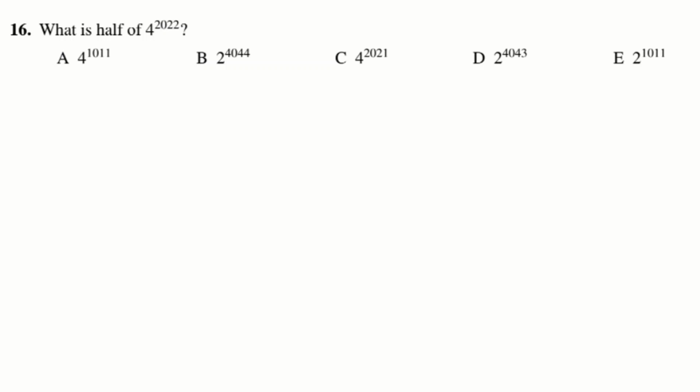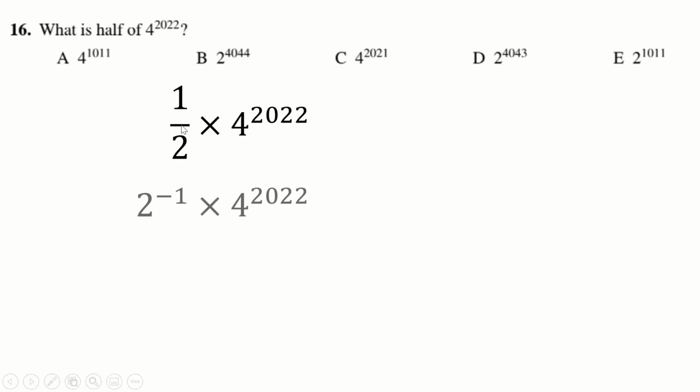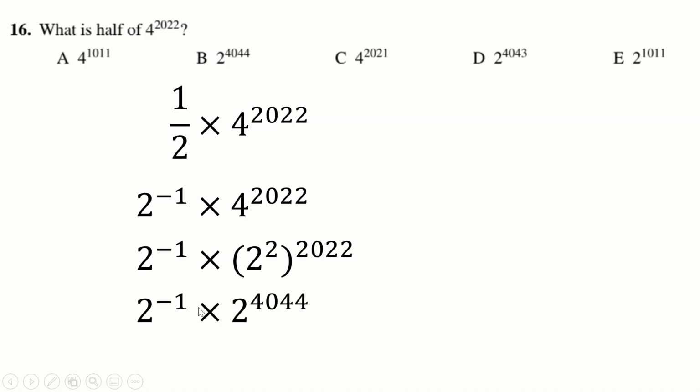Another excellent question, half of this. So half can be written in a very nice way, which is 2 to the power minus 1. 4 can be written in a good way, which is 2 to the power of 2. And then, of course, when we've got brackets and indices, we multiply. And now, of course, when we've got multiplying powers, we add. So minus 1 plus 4,044 is 4,043. And so this is the answer here.